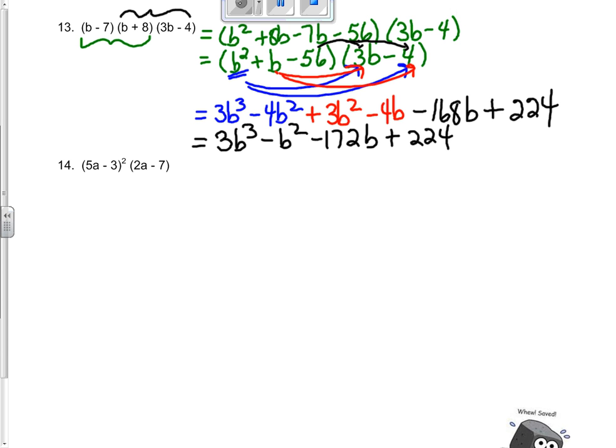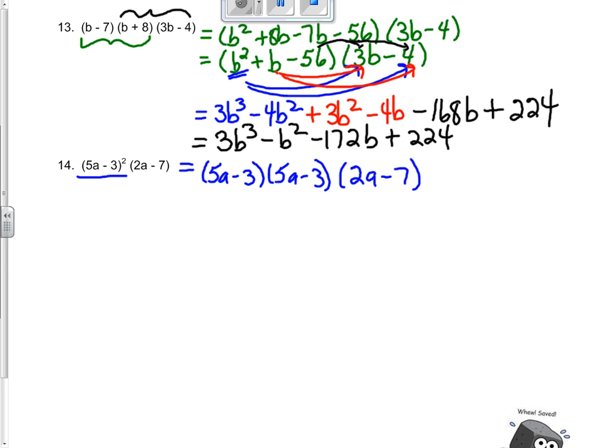Number 14 is our doozy. It is 5a minus 3 squared times 2a minus 7. Be careful. 5a minus 3 squared means 5a minus 3 times 5a minus 3 times 2a minus 7.